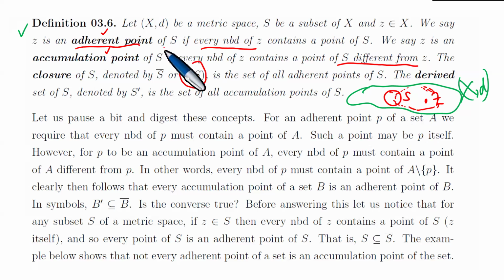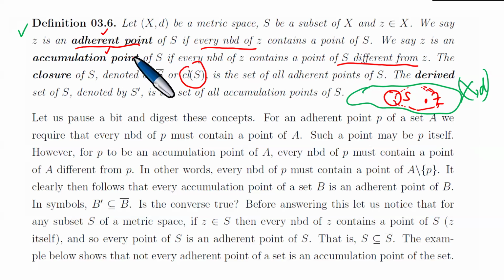But now, such that every neighborhood of Z contains a point of S. But for the accumulation points, every neighborhood contains a point of S different from Z. In other words, the point of S may be that Z itself is a member of S. I want us to discuss that very carefully. Just to reiterate that point, we say that Z is an adherent point, it adheres to S, if every neighborhood of Z contains a point of S.